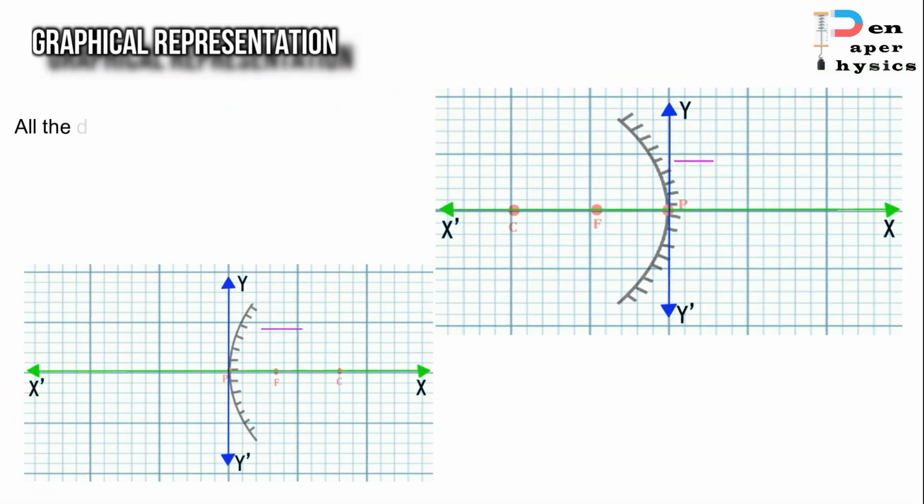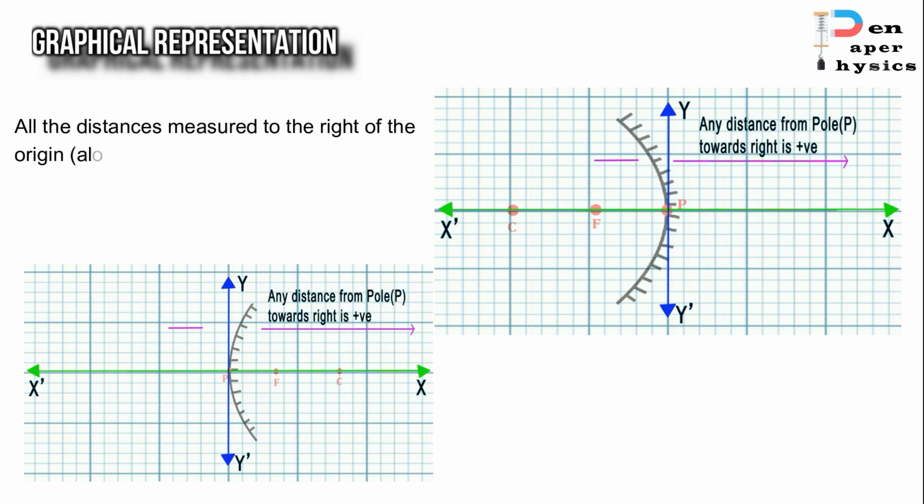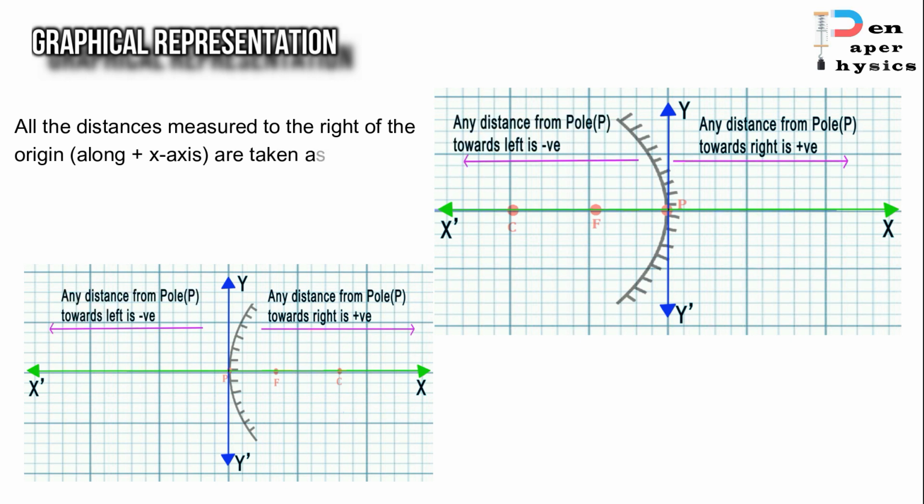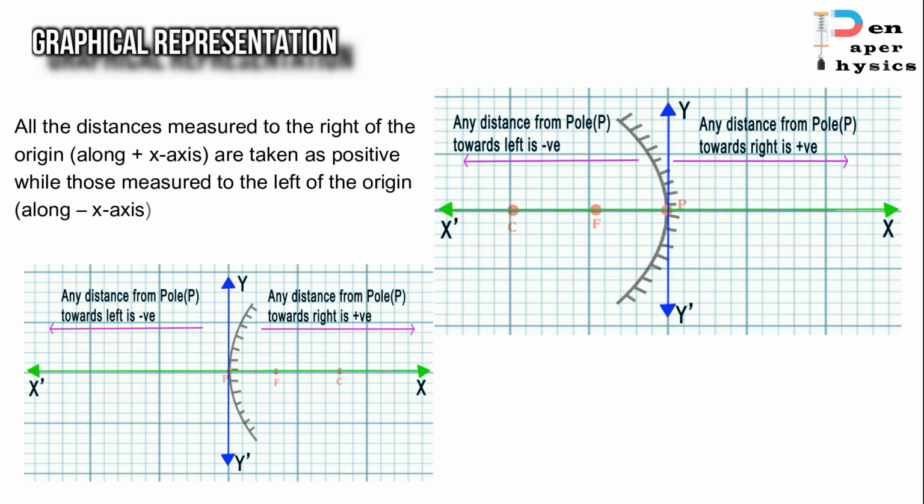Similarly, whenever the light is falling on the mirror, it is always traveling from the left side towards the right side. So any distance from the pole going towards the right side, which is towards the positive x-axis, is positive, and any distance from the pole going towards the left side, which is the negative x-axis, X', we take as negative.